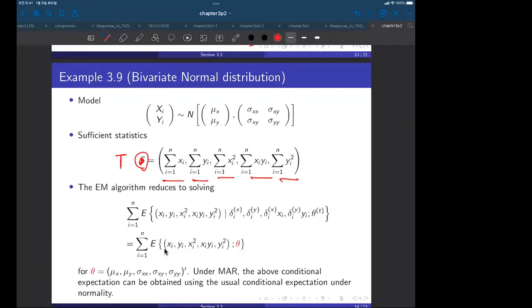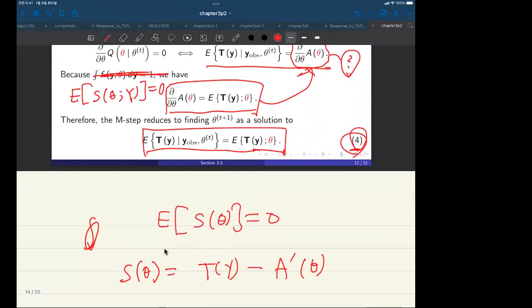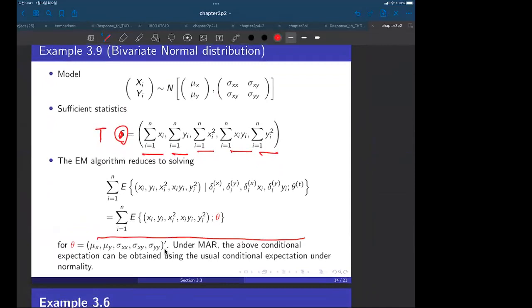Then this result, equation 4, we want to apply this equation 4. That means we want to solve this equation. So we equate the conditional expectation to the unconditional expectation, where the conditional expectation uses the current parameter, but the unconditional expectation uses the unknown parameter, right? So that is the M step, the updating step. The E step is computing the conditional expectation. That is the idea. And now the question is how we actually compute this conditional expectation.